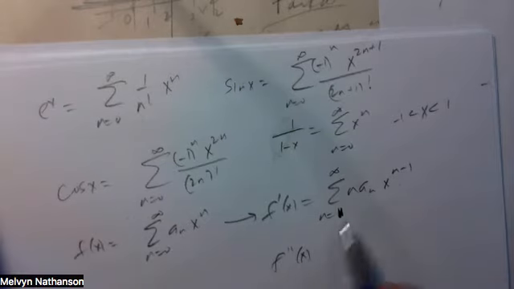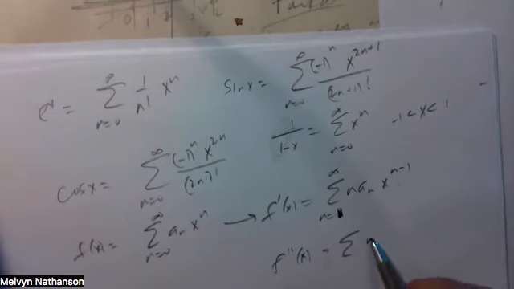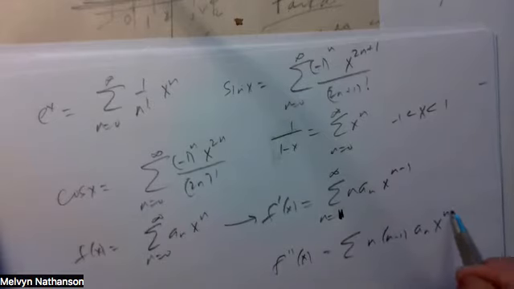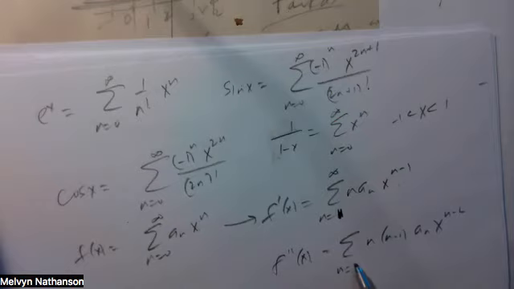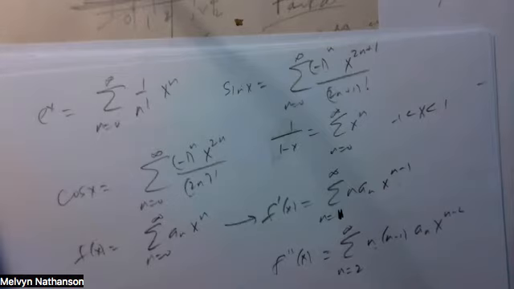And then you get the second derivative. This is just a power series, so you can differentiate again. n, n minus 1, a n, x to the n minus 2. N goes from 2 to infinity, because when n is 1, it's 0, and when n is 0, it's 0. And it's a theorem in analysis that not only can you differentiate these power series term by term, but when you do differentiate, the new power series has exactly the same radius of convergence as the old power series. Moreover, if a function can be represented by a power series, the representation is unique.